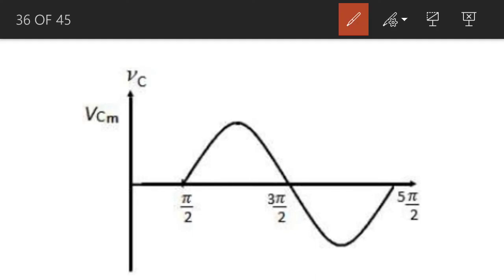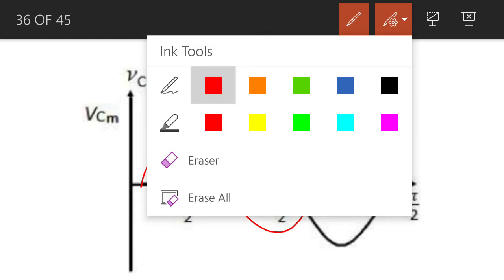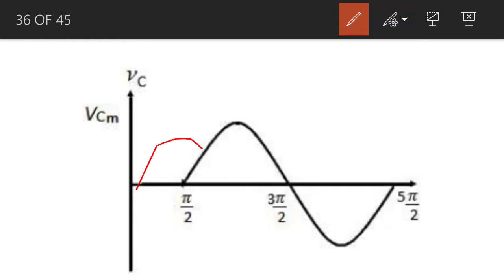This is the voltage across the capacitor with respect to omega t, and you see that the voltage across the capacitor lags behind the current by 90 degree. Why? Because if you consider the waveform for the AC current, it will be something like this. Okay, so the voltage across the capacitor lags behind the current by 90 degree.